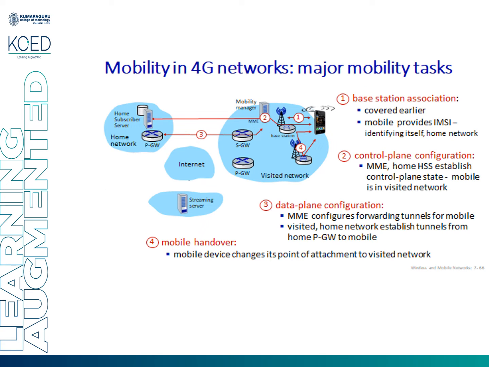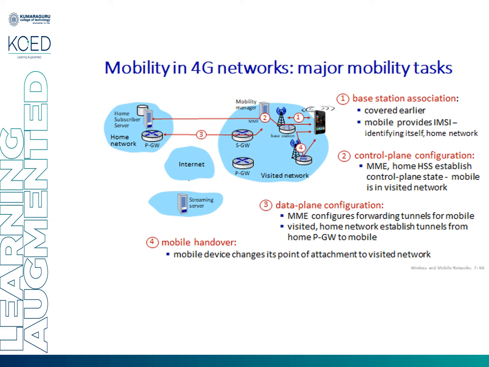Let's see mobility in the 4G network. It is the major task of this mobility management entity to handle this mobility as well as the handover. As a first step, it is the base station association. The user equipment will associate itself with the base station and will provide its own details, such as the IMSI number, which is present in the SIM card.